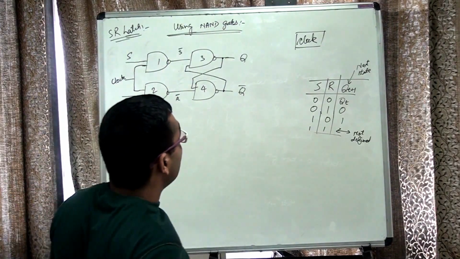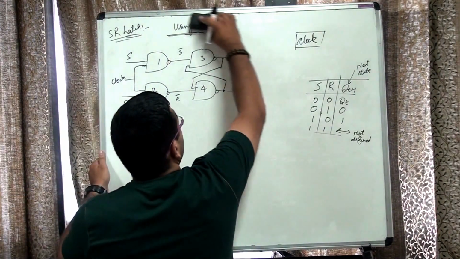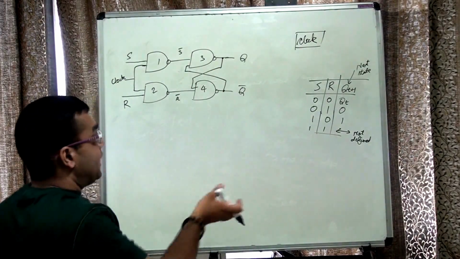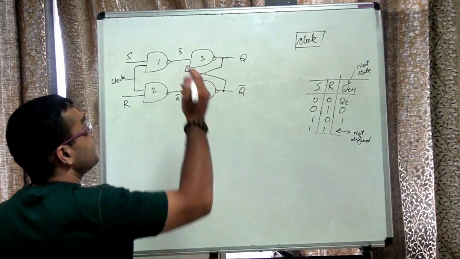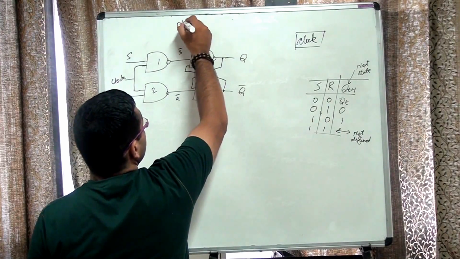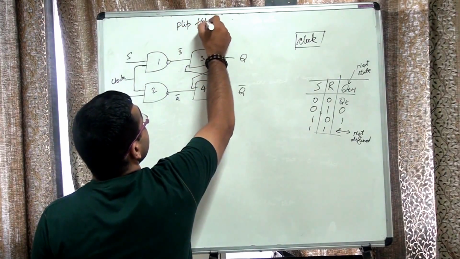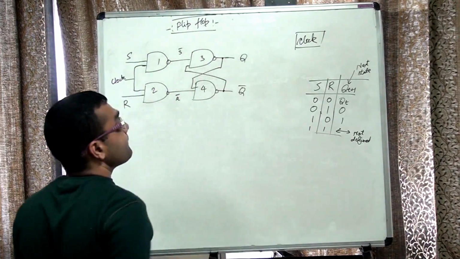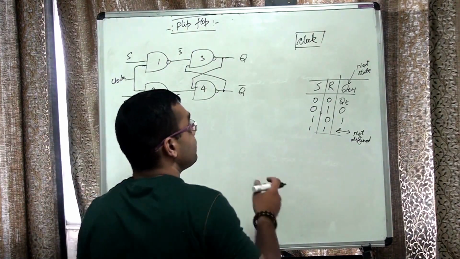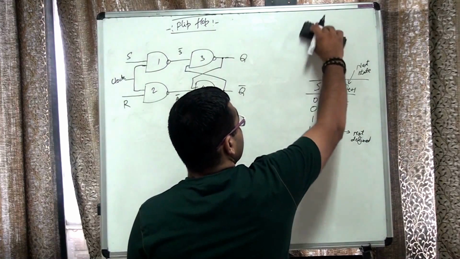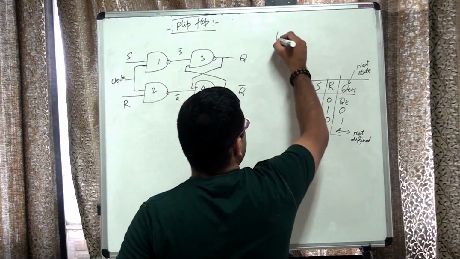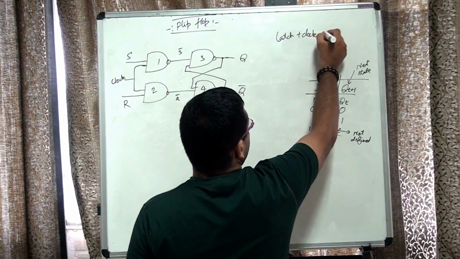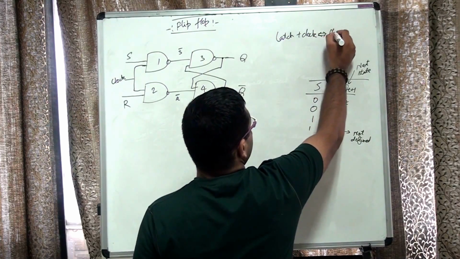Now this is what I do over here. In my SR latch I incorporated the clock, so my circuit becomes what is called a flip-flop. So basically my flip-flop is latch plus clock. That is what is called my flip-flop.